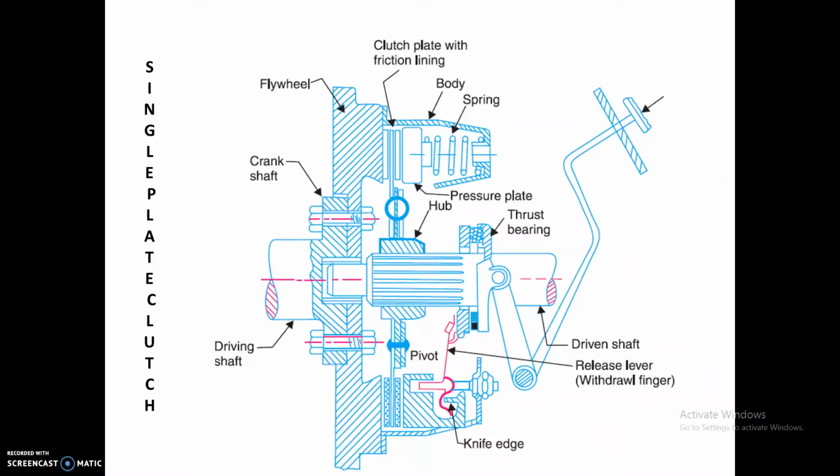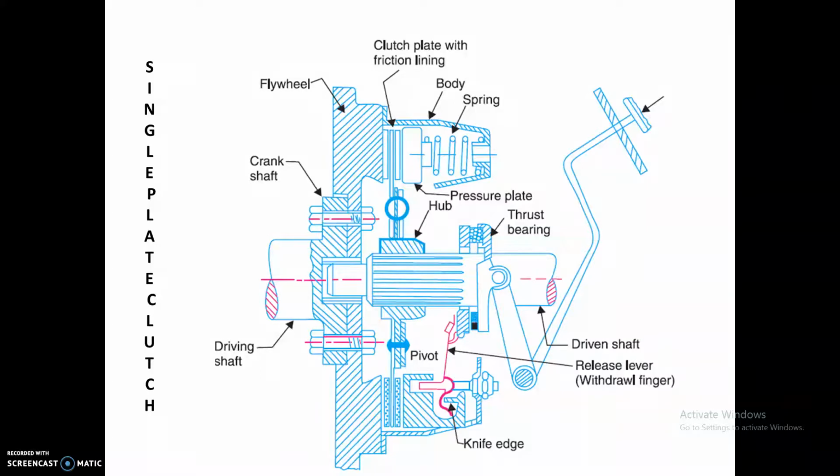This single plate clutch is shown in figure. The main components of this single plate clutch are the flywheel, pressure plate, clutch plate with friction lining or surfaces called the friction plate, clutch pedal, thrust and ball bearings, and clutch springs. It has only one clutch plate. In a single plate clutch, only one clutch plate is mounted on the hub, which is splined internally and free to slide over the clutch shaft.